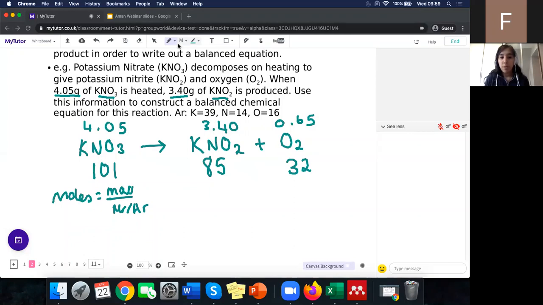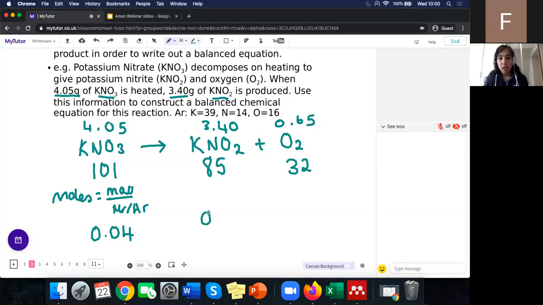Moles equals mass over the MR. So 0.04. Okay, great. The number of moles of potassium nitrate is 0.04. What about the number of moles of potassium nitrite? That will be 3.4 divided by 85. Okay, 0.04 again. Great, well done. Final one, oxygen, 0.65 divided by 32. So what's 0.65 divided by 32? 0.02. Okay, excellent. Hopefully you can see they're quite nice numbers.